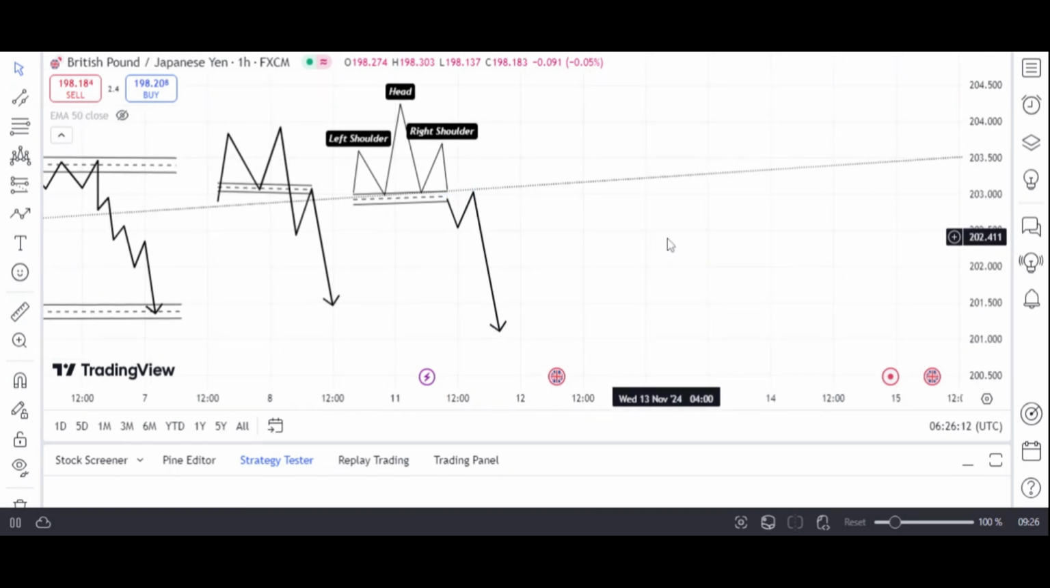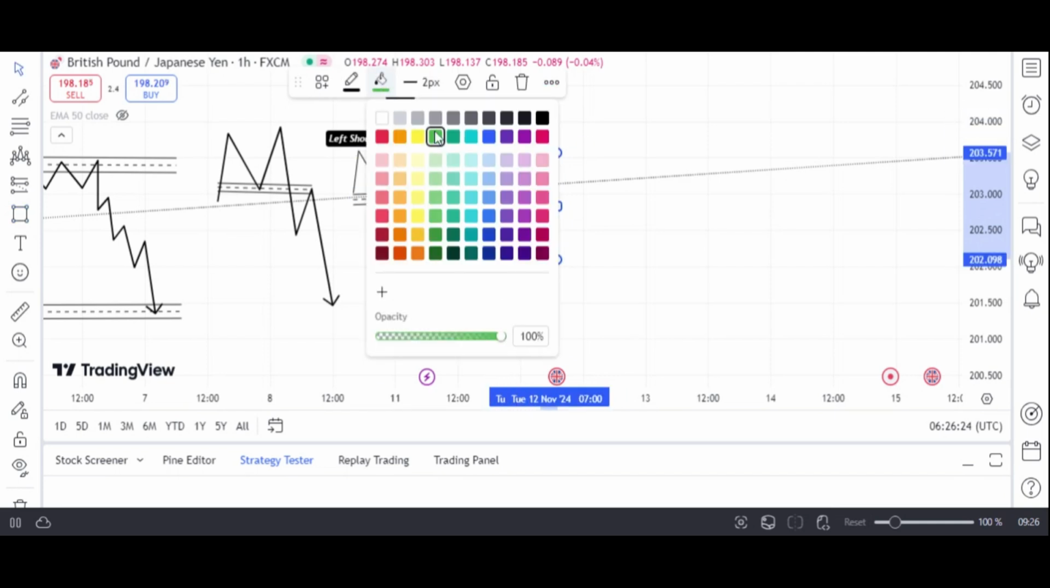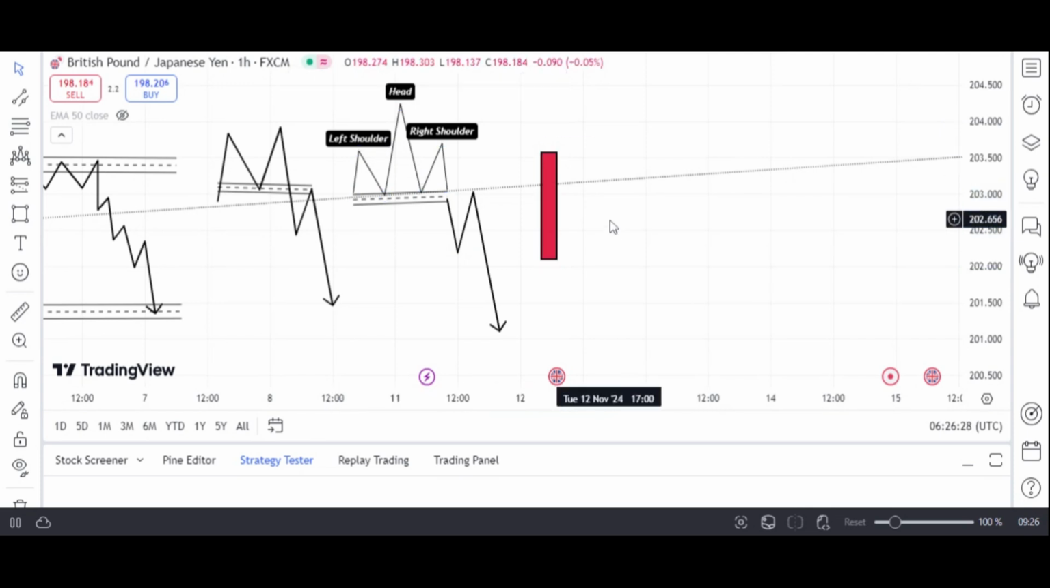And how do you enter the market? We want to enter the market with a red candle. Remember, we are selling the market. The opposite, it will be a green candle. We want to see a red candle like this one, and in this case the red candle should be a bearish candle. We don't want to see a small candle. Yes, we can have a rejection candle, but a perfect candle is a bearish candle.